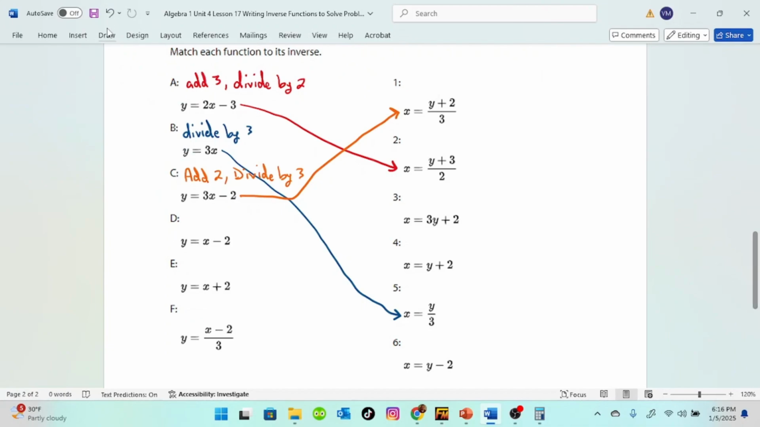Next, we have D. D says y equals x minus 2. The opposite of subtracting 2 is adding 2. So on the right, we're going to look for y plus 2. And we see that on number 4. So the inverse of D is 4.